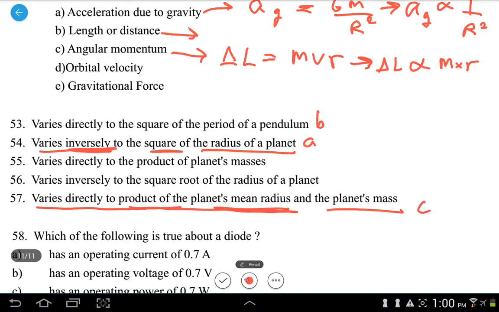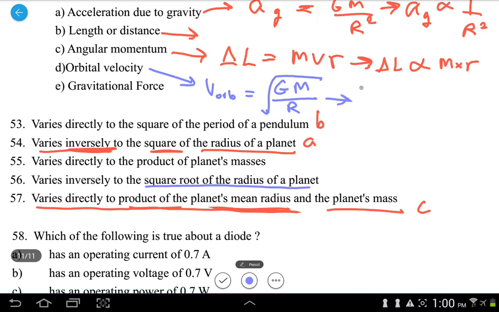Okay, orbital velocity. The formula is V orbit equals the square root of Gm over R. So the relationship here is V orbit varies inversely to the square root of the radius of the planet. So V orbit is inversely proportional to the square root of R. So the answer for this is D.